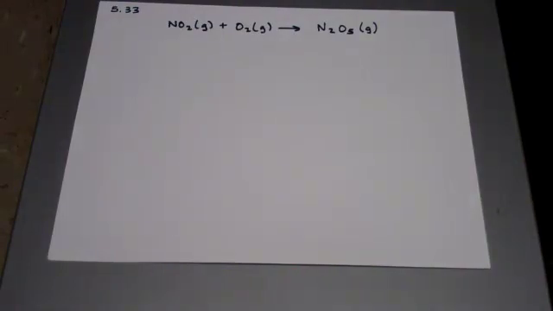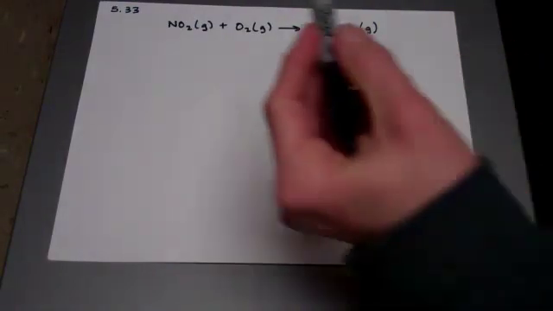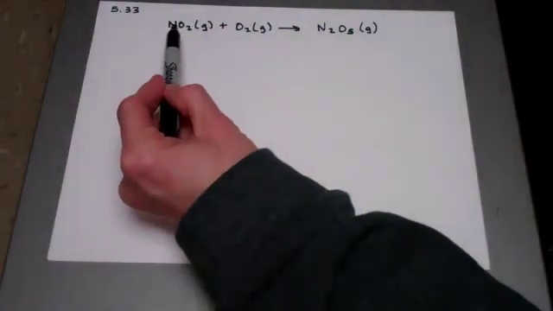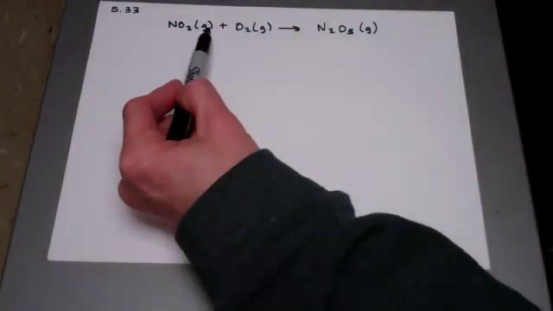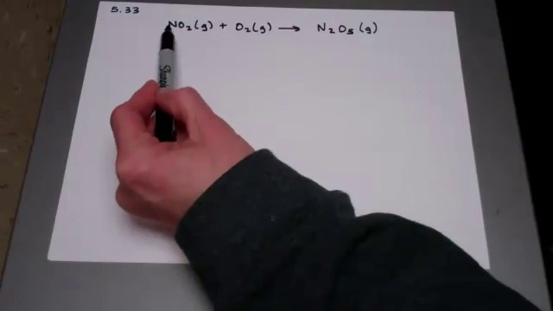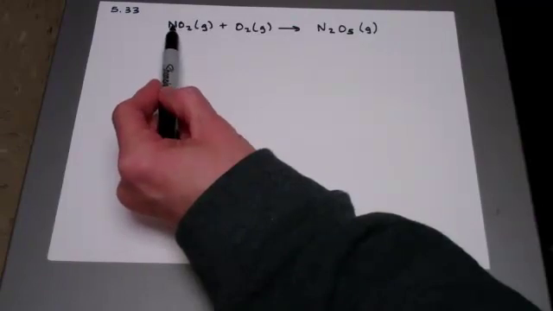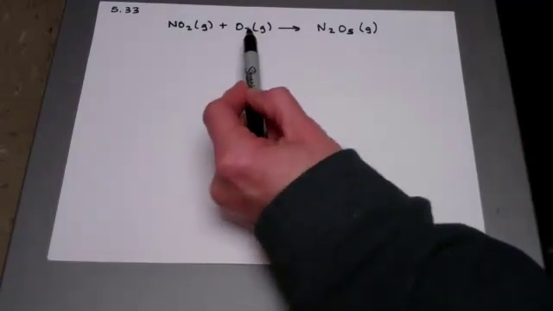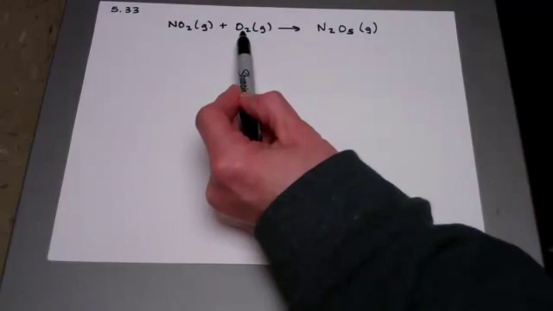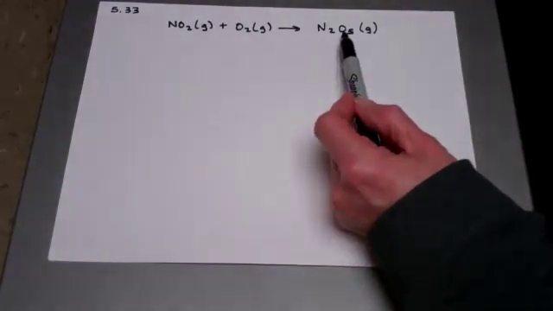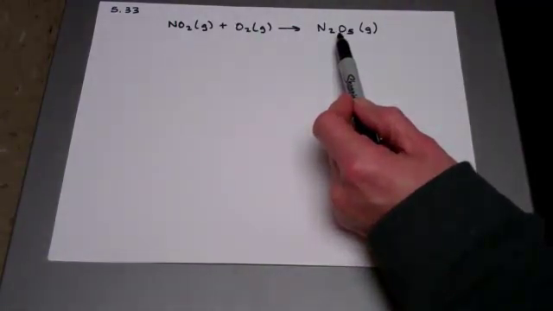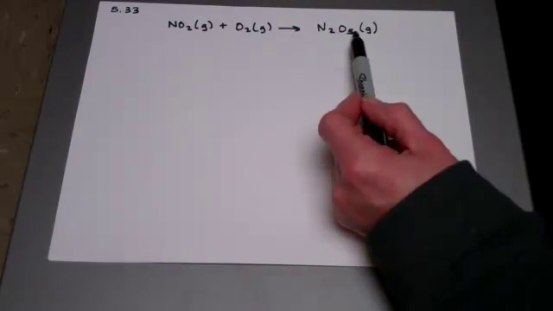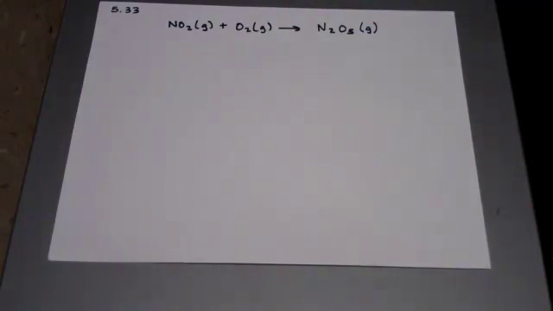So let's get some practice naming these before we start. Is this ionic or covalent? You should have said covalent because there's 2 nonmetals. And we know there's only 1 nitrogen, so we're going to call this one nitrogen dioxide. This one is oxygen, molecular oxygen. And what is the product called? The product is dinitrogen pentoxide. So that just gives us some practice naming.